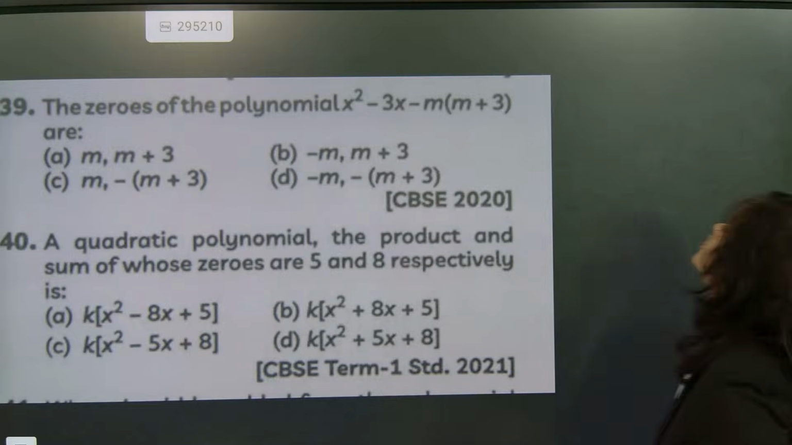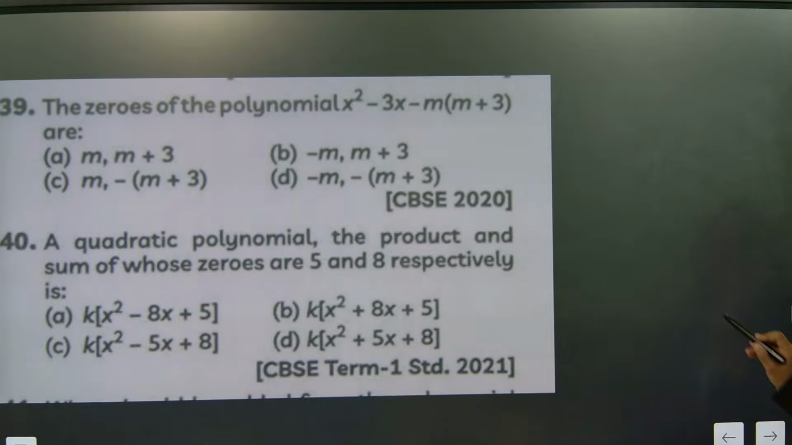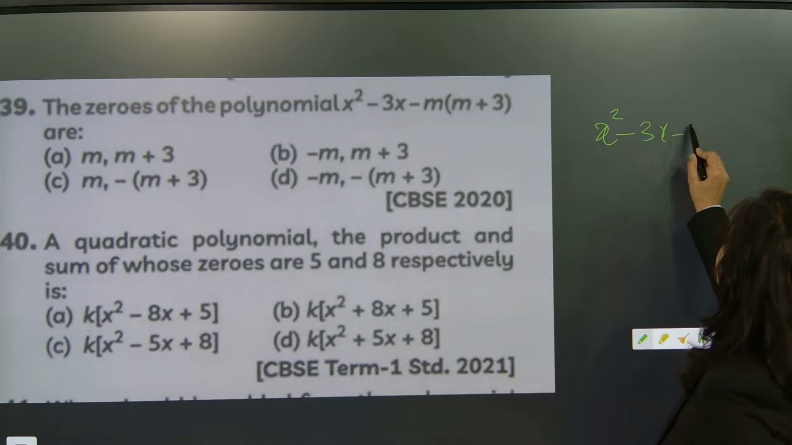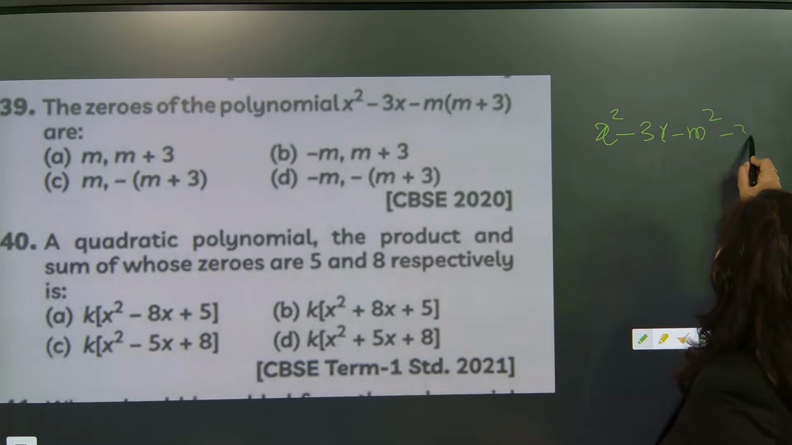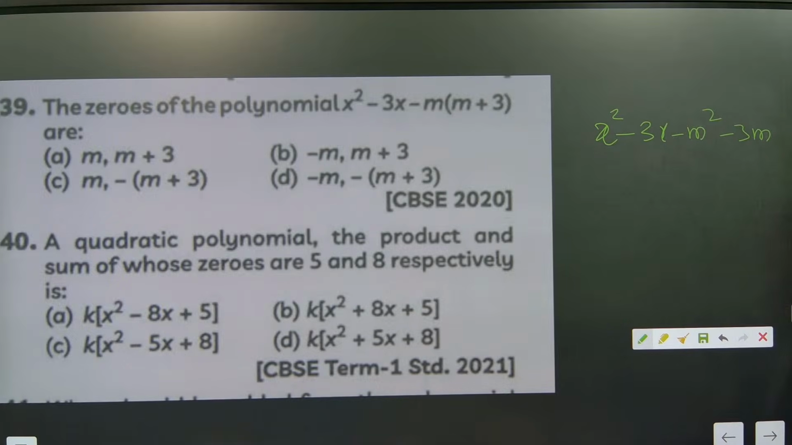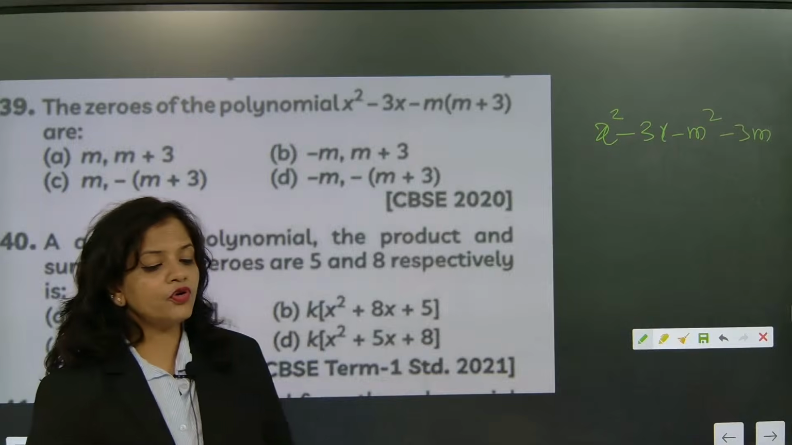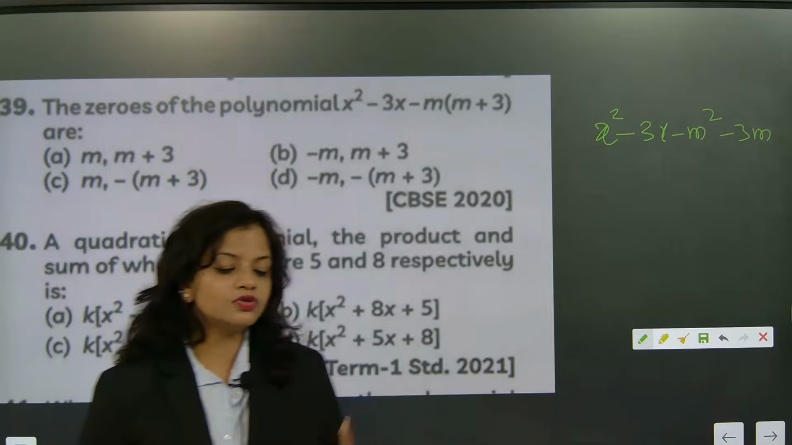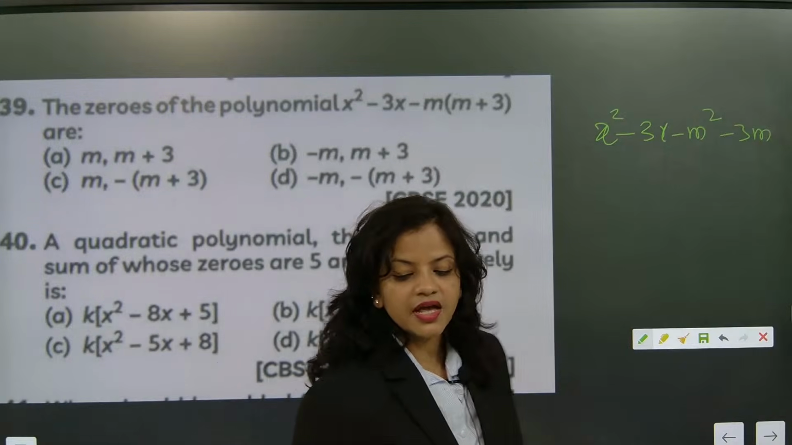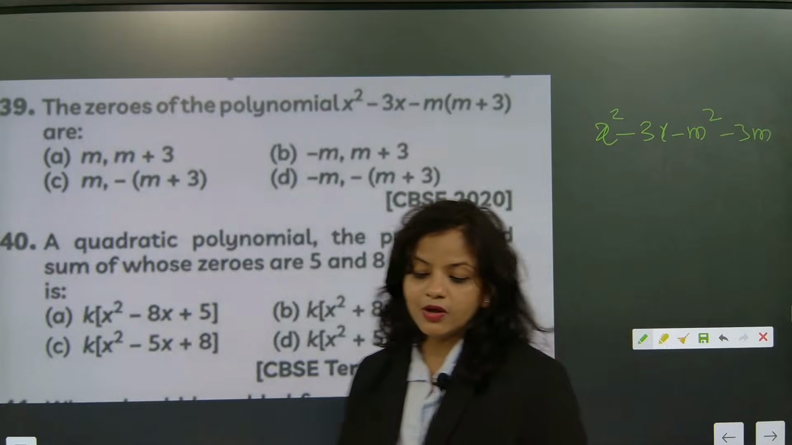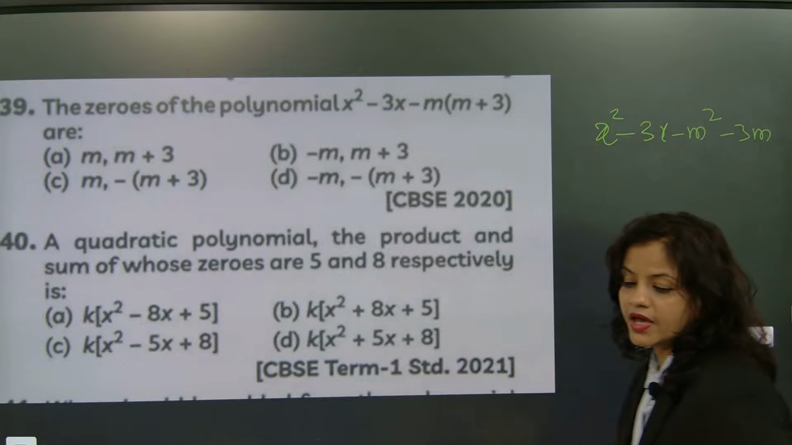Okay? So now look here. So first is x square minus 3x minus m square minus 3m. So that means what? x square minus 3x minus m square minus 3m. What should I be doing in this type of question? How to solve for k? Questions on how to solve for k can have many things here. A linear equation in one variable can also come for how to solve for k. Any unknown variable can also come.